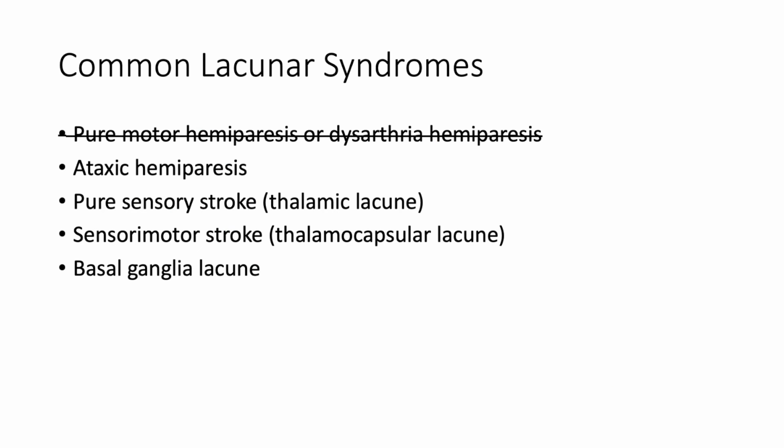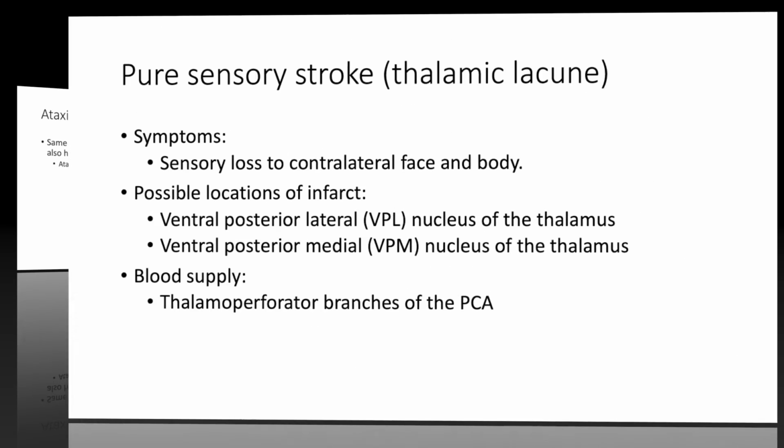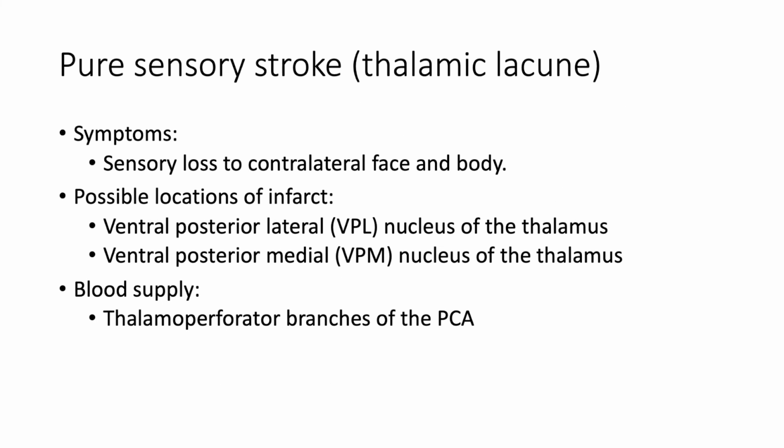Now we're done with the most complicated lacunar syndrome. The next one, ataxic hemiparesis, is easy because the symptoms, infarct locations, and blood supplies are all the same as pure motor hemiparesis, except there is also ataxia on the same side as the weakness. Ataxia is a lack of voluntary coordination of muscle movements. The next lacunar syndrome is pure sensory stroke, also known as thalamic lacunar.